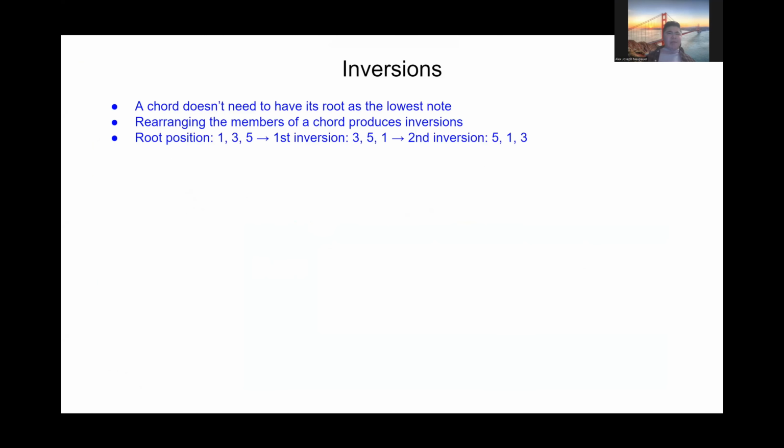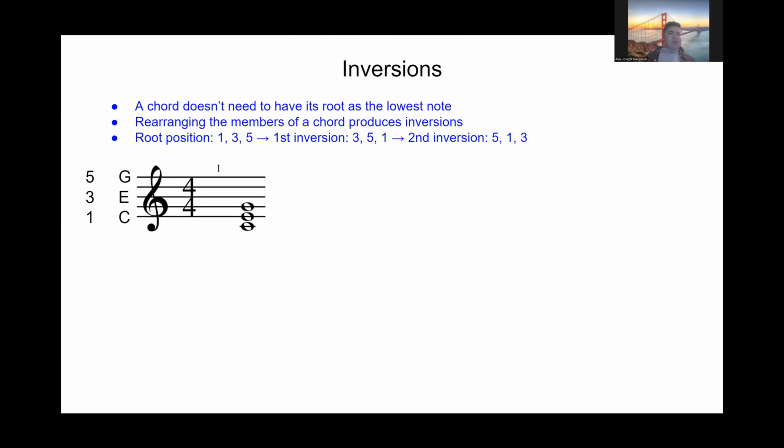We talked last time about a chord having its root as its lowest note, but once we've established that formation, we could rearrange the notes, move some notes an octave up or something like that, and it would rearrange what notes are lowest or highest. When we do this, we get something called an inversion. So here's our root position C major chord.